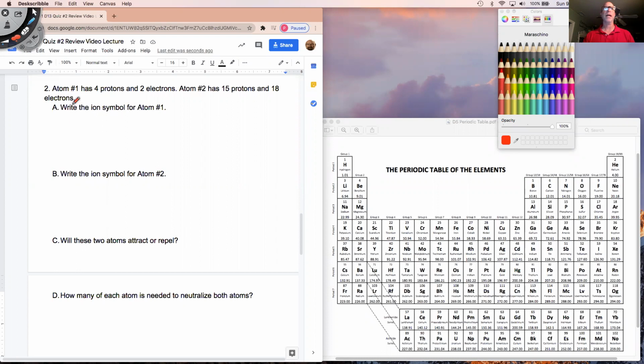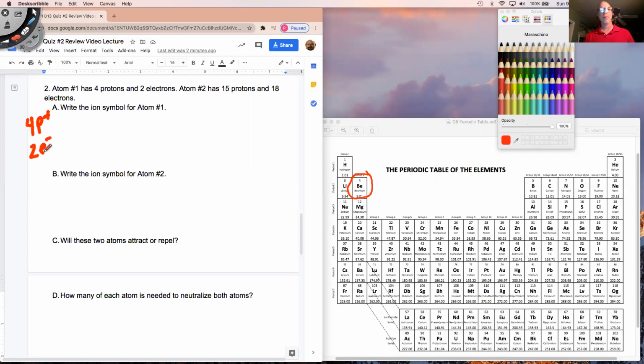So atom number 1 has 4 protons, okay? 4 protons and 2 electrons. All right, now, what does that mean? Write the ion symbol for atom number 1. Well, protons tell us the atom, so we're going to be working with beryllium. Okay, so there's beryllium. And beryllium, it looks like there's 4 protons and 2 electrons.